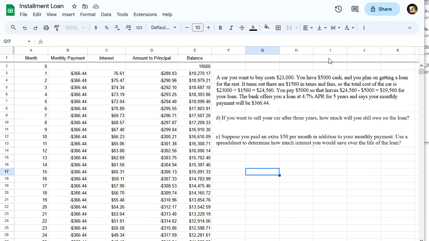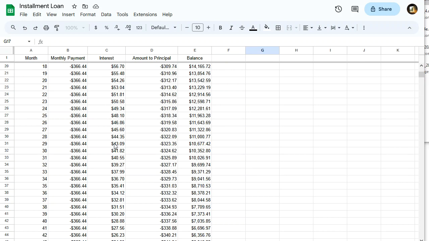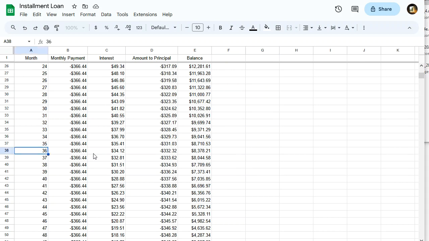Let's look at the next question. If you want to sell your car after 3 years, how much will you still owe on the loan? Well, this is another cool thing about having the spreadsheet. We can just go find that number here. So 3 years, that would be 36 months, right? So that'd be down here, 36 months. My balance, I could highlight that, is going to be $8,378.